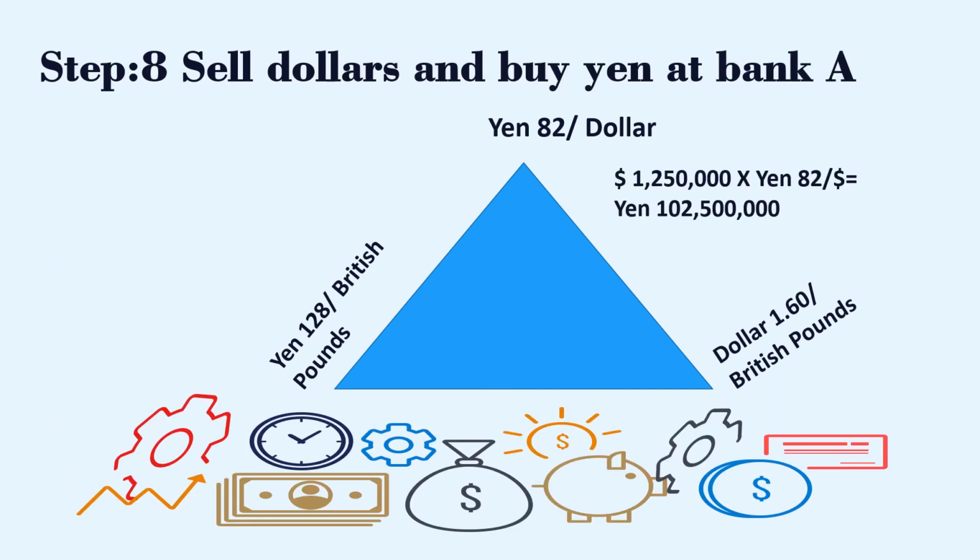Now in step 8, we sell dollars and buy yen at Bank A. We already have $1,250,000. So we multiply those dollars by the quotation of Bank A, that is yen 82 per dollar. What do we get? We get yen 102,500,000.